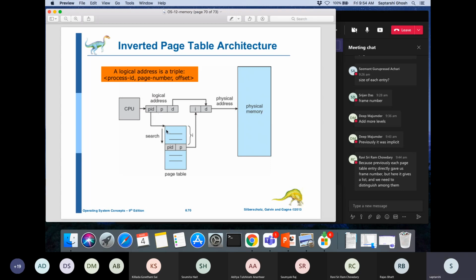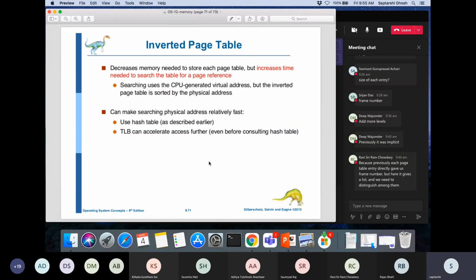So essentially, just from algorithms, we know it is advantageous to search if the table which is to be searched is sorted according to your primary key. But here that is not possible. The search key is the logical address, and the table which needs to be searched is sorted differently. So essentially, you have to do a linear search kind of thing. So that makes it a bit problematic, right?